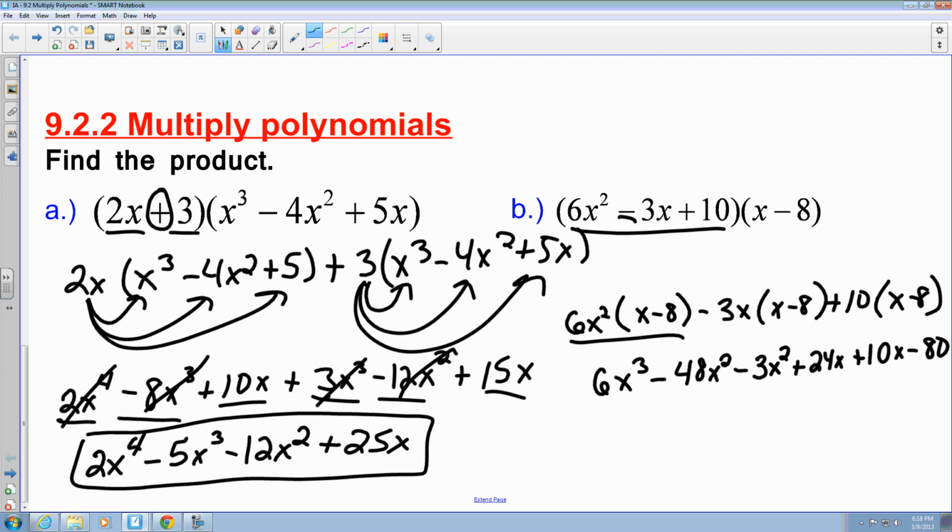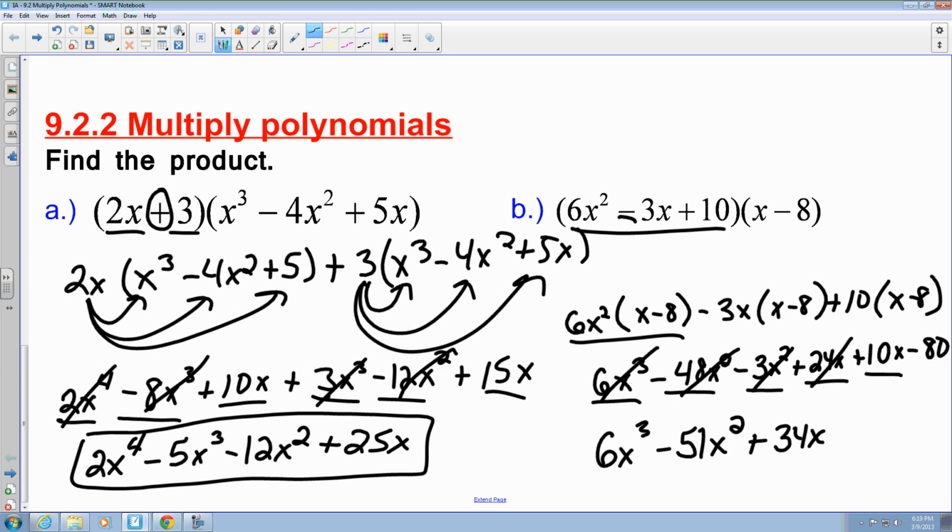So now I get to combine like terms. Do I have any x cubed values here to combine with? No, I don't. So I just leave it as 6x cubed. Cross that out. I got negative 48x squared, and I got a minus 3x squared, so I combine those. It'll be a minus 51x squared. Cross those out. I have an x and an x, so combining those will give me 34x. Cross those out. And all I'm left with is minus 80.